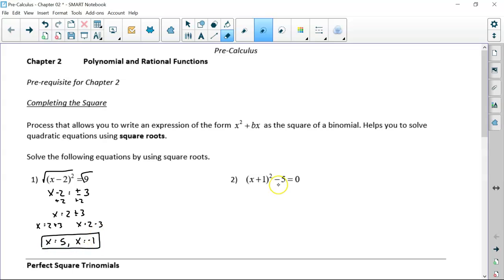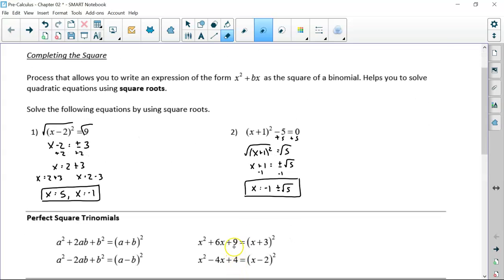Number 2, isolate, so we add 5 to both sides. X plus 1 squared equals 5. Take the square root of both sides, x plus 1 equals plus or minus the square root of 5. Now we can't simplify it, it's just the square root of 5. Subtract 1 from both sides, so x equals negative 1 plus or minus the square root of 5. And that's all we can do with that problem.